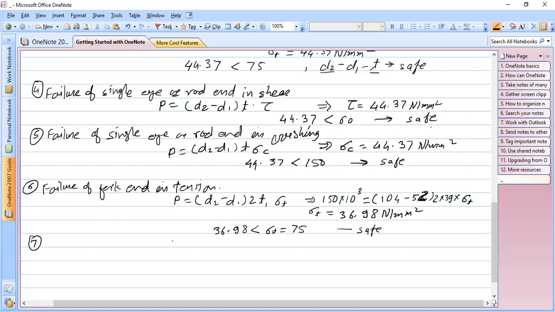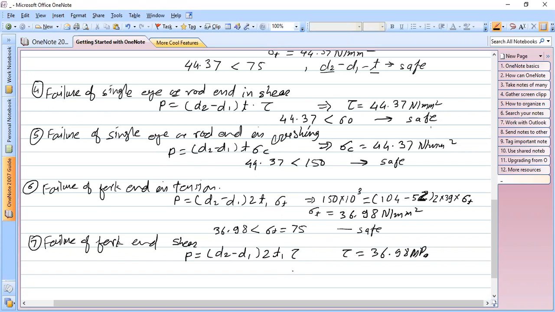Now we'll come to the shear once again. We'll come to the failure of fork end in shear with the same formula. Same answer also, sir. Same answer also. That's why (D2 minus D1) into 2 T1 into tau. So we'll get tau is equal to 36.98 megapascal. Again, it is less, so we'll say it is safe. Okay.